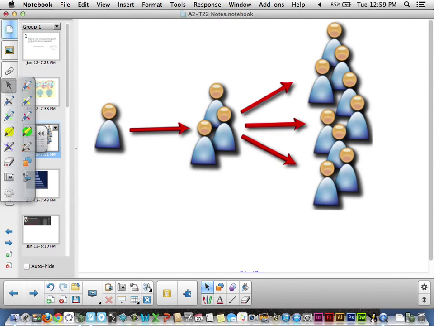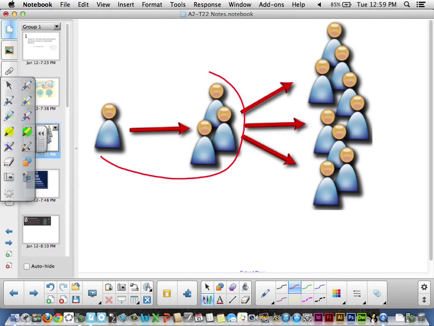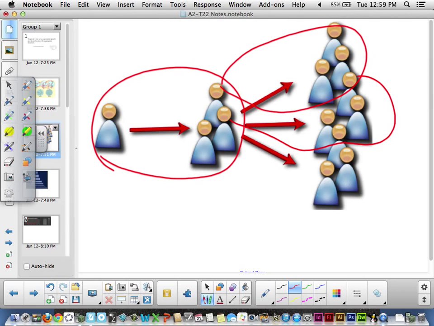Here's another example. This is an example of a calling tree. You need to get a lot of information out quickly. What do you use? Use a calling tree. You start by calling 3 people. The number of people that have been informed is now tripled. Each of those people then calls 3 more people, and the number of people that knows the information is now tripled again. Right? That's the power of exponential growth.